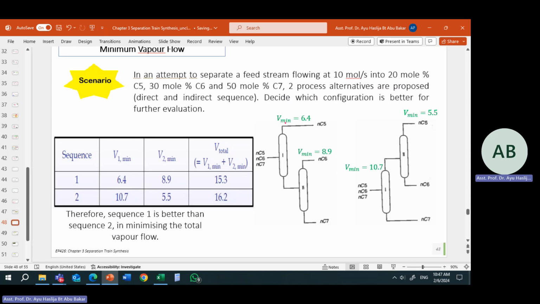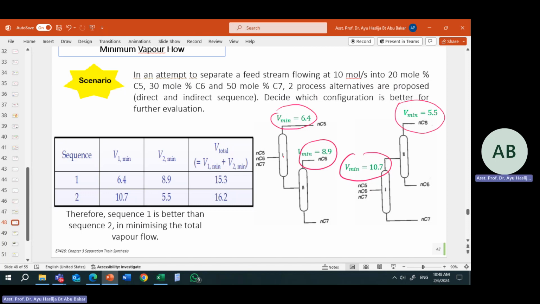In this example, from the R min you already get the V min for each distillate. Remember, vapor load is on the distillate part, the vapor top product. Why don't we consider the bottom? Because it is liquid, and the question clearly mentions vapor load. So we consider only the top product.